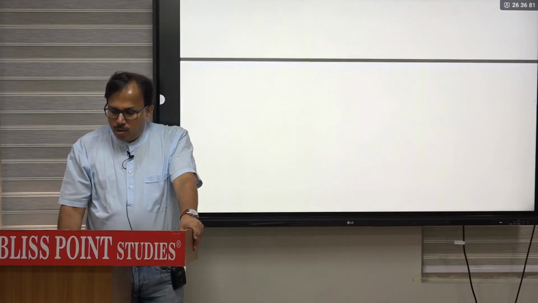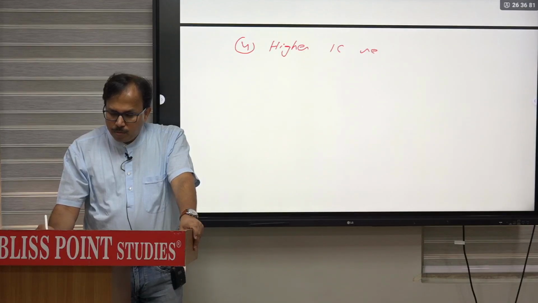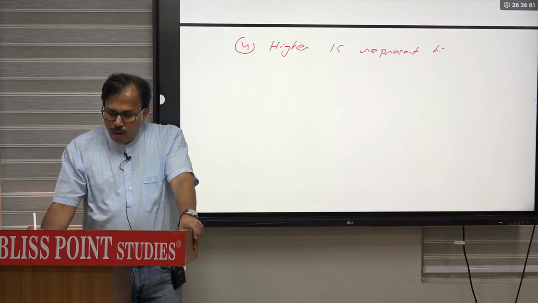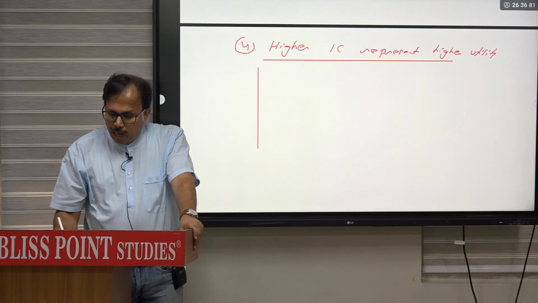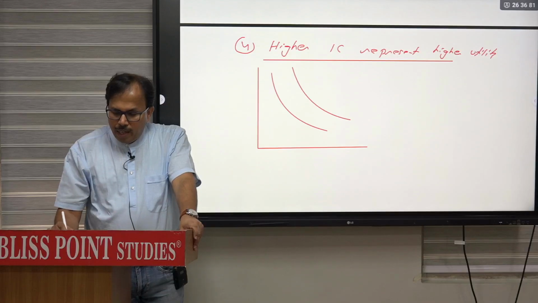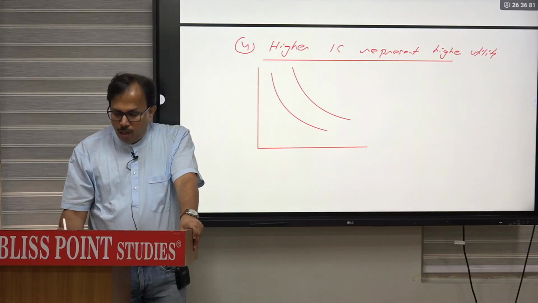And the fourth feature is that a higher indifference curve represents higher utility or satisfaction. That means if you draw one indifference curve and another, then any point on the higher indifference curve gives you a higher level of utility. And the reason is again monotonicity.